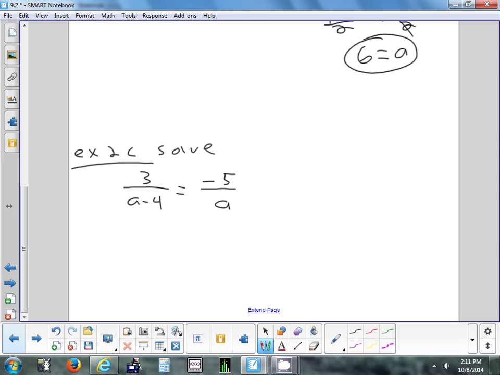Let's look at example 2C. Guys, just take 30 seconds, and on your paper, I don't want you to solve it yet, but just write out what the equation would look like when you cross multiply.